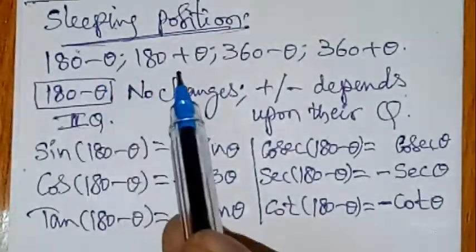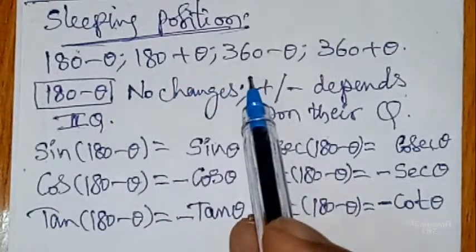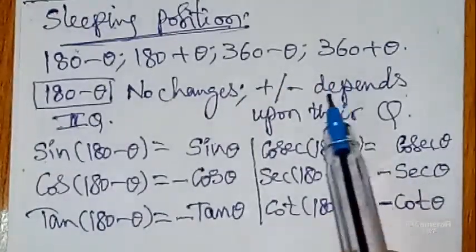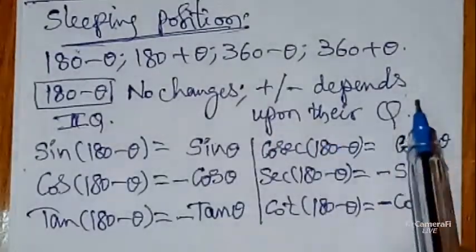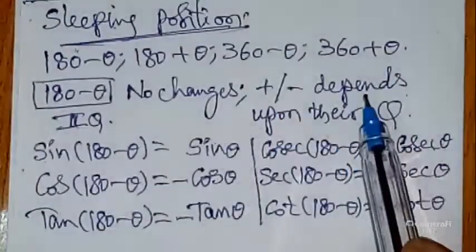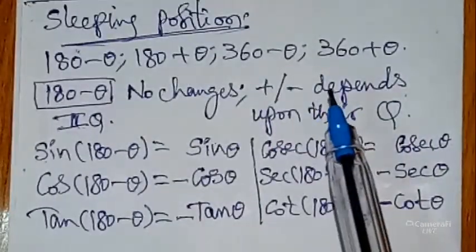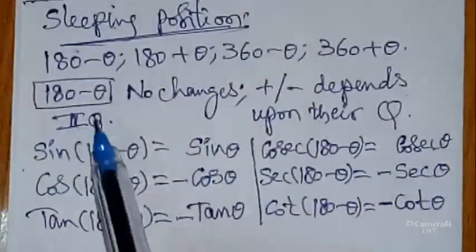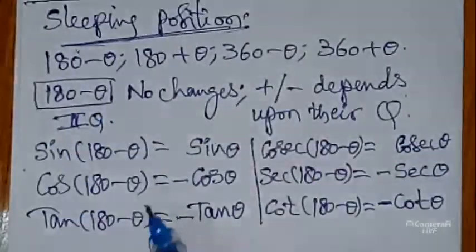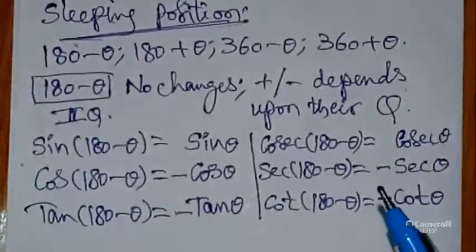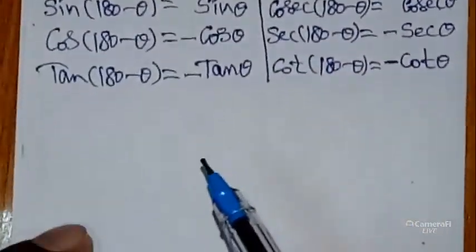Sleeping position: 180 minus theta, 180 plus theta, 360 minus theta, 360 plus theta. Plus or minus depends upon their quadrant, while the function stays as it is. So 180 minus theta is completed successfully. Now I wanted to tell you 180 plus theta.